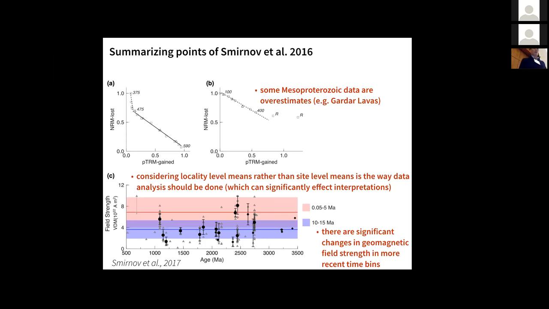I think Andy showed how independent some of these interpretations are for dealing with type 2 errors. And there's also, this came up in one of Kathy's questions, and it's shown in another way here, that there are significant changes in geomagnetic field intensity in more recent time bins. So here's an example of that, looking at the past 5 million years versus taking another 5 million year bin. That would be significantly shorter time bins than are being dealt with here in the bins of the Precambrian data, but it's nevertheless a feature of the record.